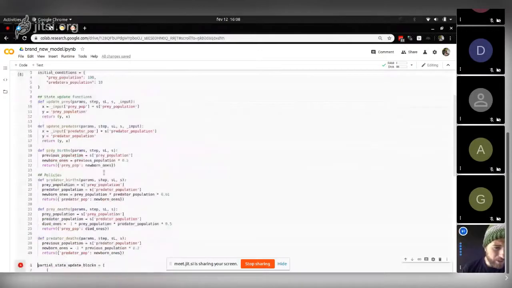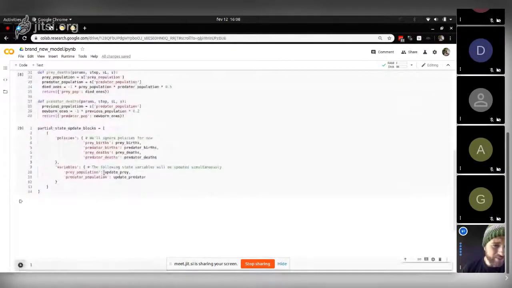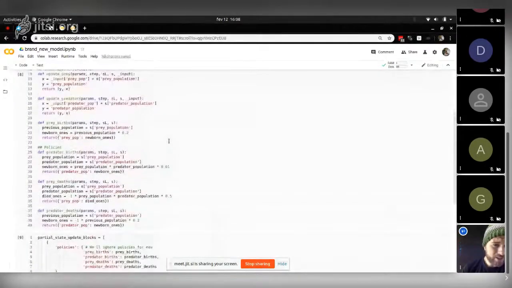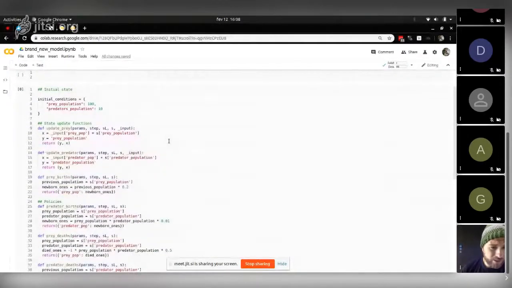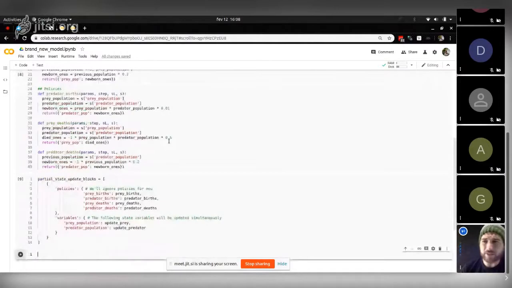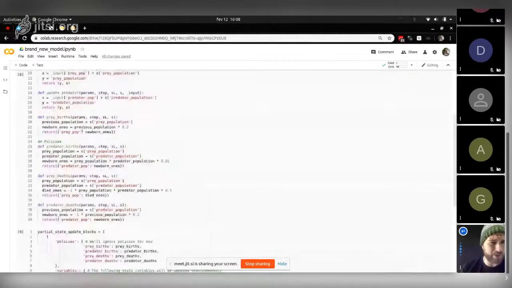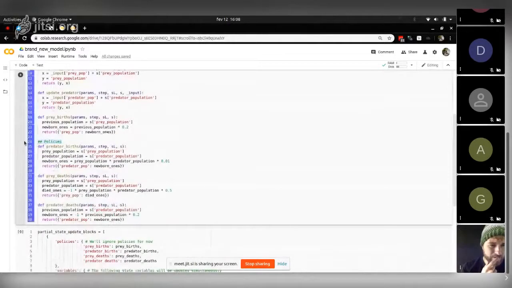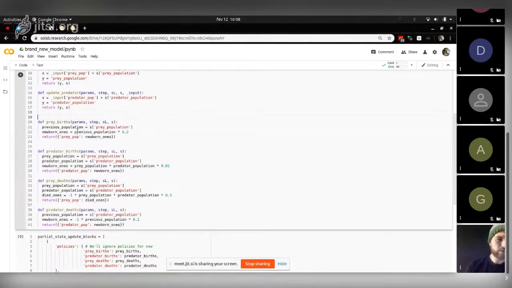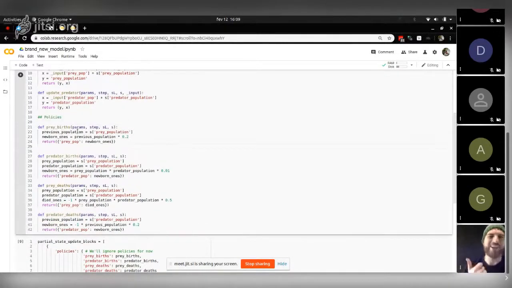So wait, the policies, is that the right place where the policies start? You can put them everywhere, because what we are doing here is just writing the structure and the logic that cadCAD will run. I'm just curious why prey births is a state update function and predator births is a policy. Oh, I got it wrong here. Actually, I've put the... Okay, now it's right. Okay.